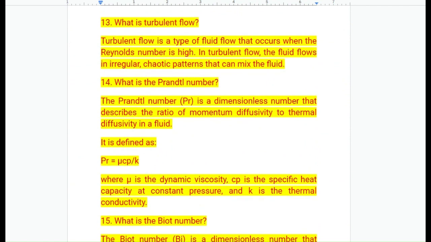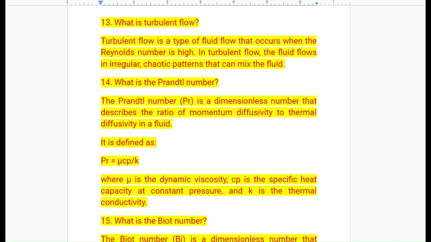13. What is turbulent flow? Turbulent flow is a type of fluid flow that occurs when the Reynolds number is high. In turbulent flow, the fluid flows in irregular, chaotic patterns that can mix the fluid.